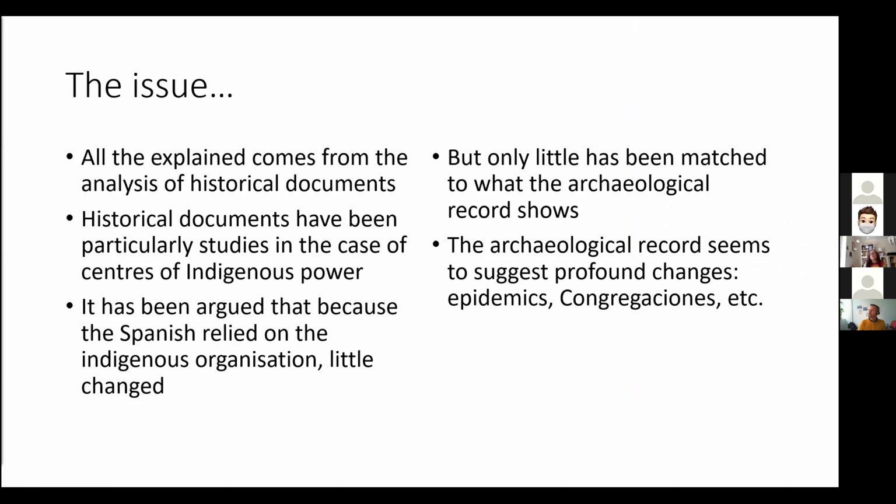But the great difficulty in the analysis of the sources in general is that when it comes to the archaeological record, there has been little that we have been able to match between what the historical record says and what the archaeological record shows. So this is to say that the historical records that have been particularly studied in the case of places that have been centers of indigenous power, particularly in central Mexico, and that were of deep importance for the Spanish Empire, such as Texcoco, Cholula, Tlaxcala, and of course Tenochtitlan, strongly suggest that the Spanish relied on the territorial organization that had existed previously in order to get tribute and all the riches that these regions generated.